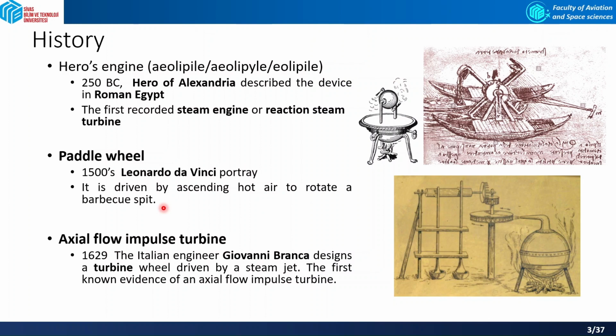The idea of axial flow impulse turbines came from an Italian engineer back in 1629, Giovanni Branca, who designed a turbine wheel driven by a steam jet. You can see he had the idea of boiling water to make steam, and then the steam hits the blades of the turbine to rotate it. So this is the first known evidence of an axial flow impulse turbine.